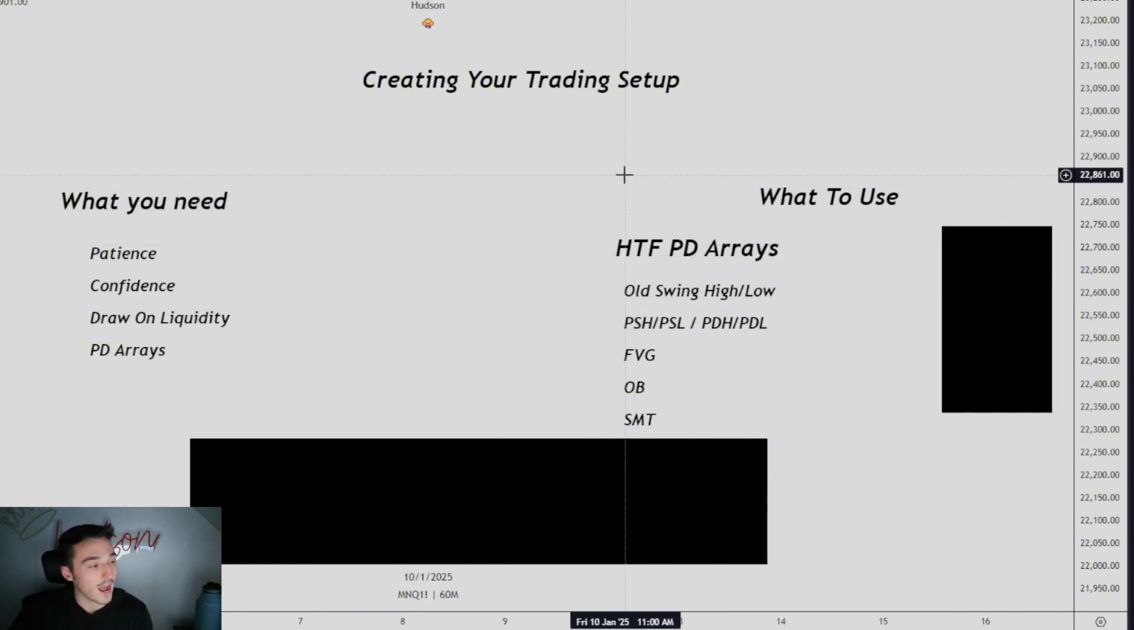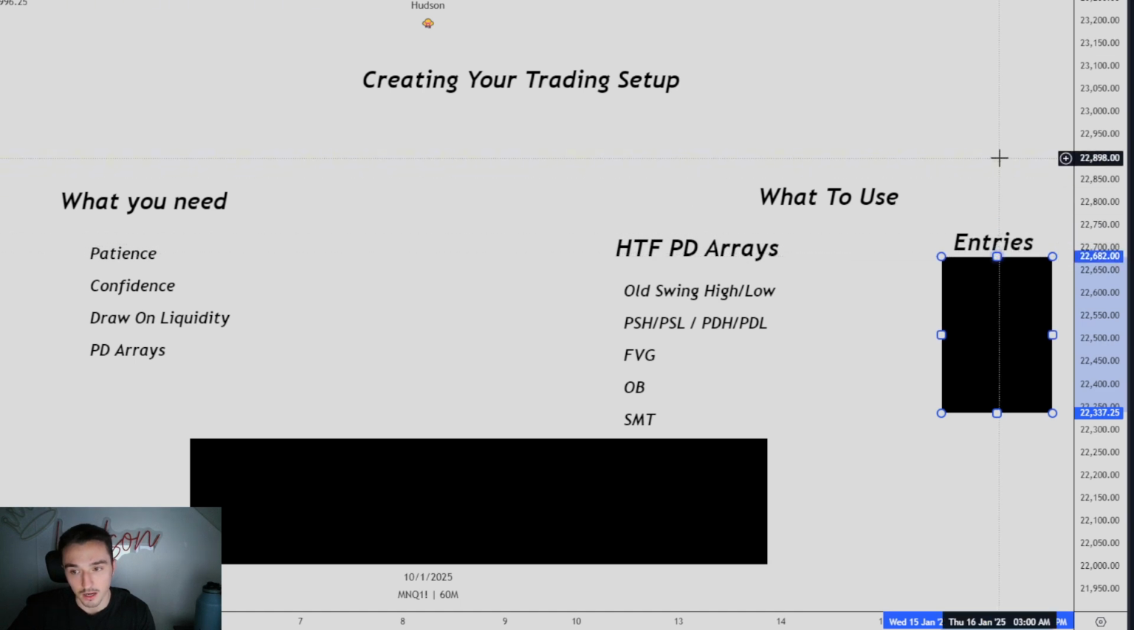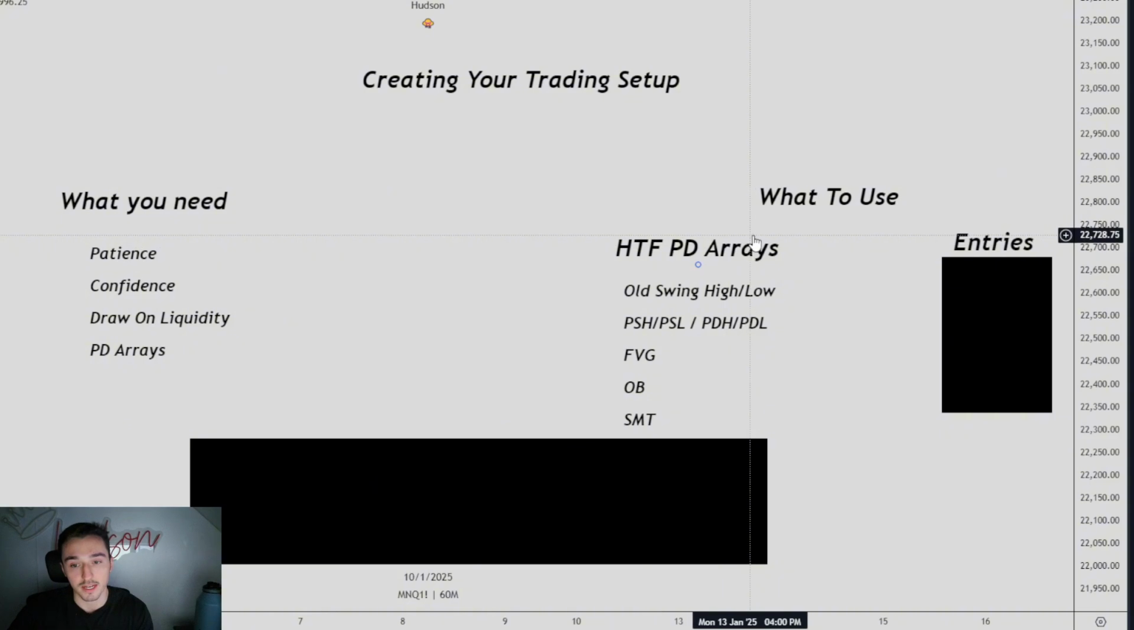Okay, so you have to be using higher time frame PD arrays, and you can use these. There's also more, but I would prefer these 5, right? And if you want to use breakers and stuff, you can, but once again, I'm not, right? So entries, after the higher time frame PD arrays are formed, right? You have to understand what you are taking an entry off of.